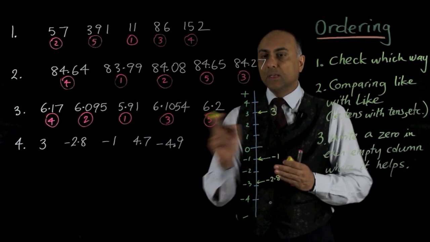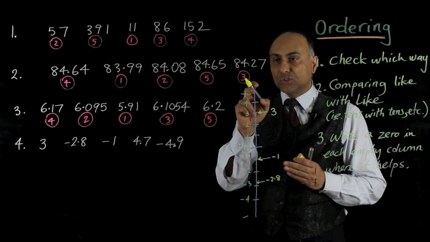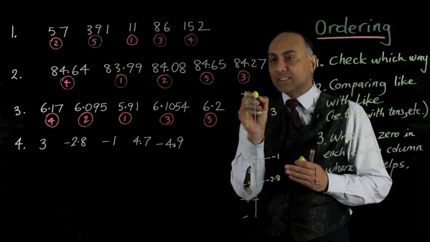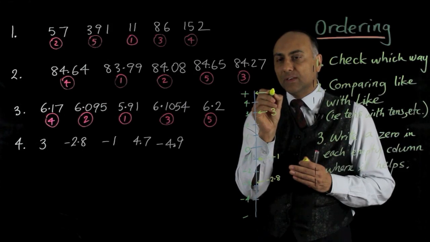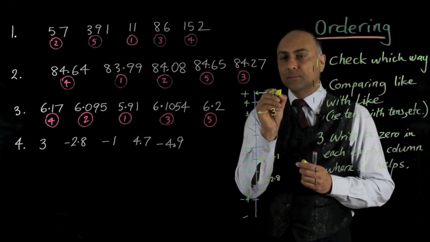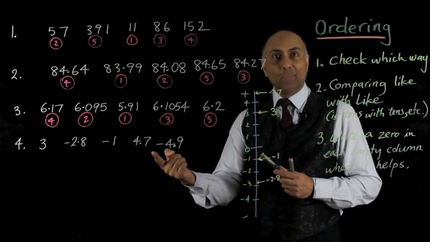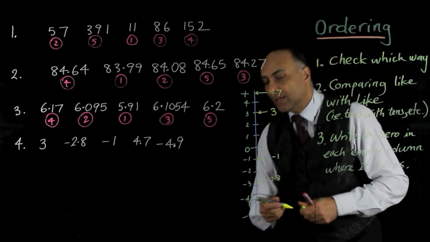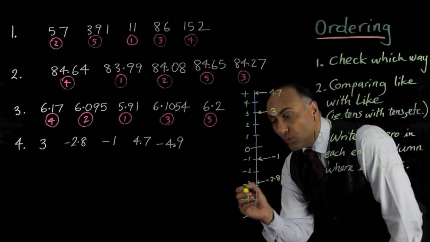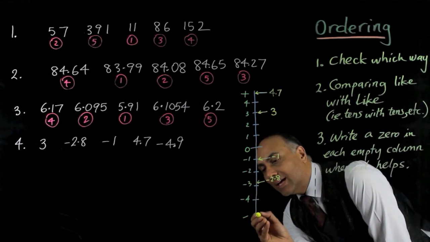Minus 1. 4.7 positive, so there's 4. 5 would be at the top of my blue line, so 4.7 will be 7/10 of the way to there. That is 4.7. And finally, minus 4.9, which obviously is very close to minus 5. 9/10 of the way from -4 down to -5, so I will say that is there.